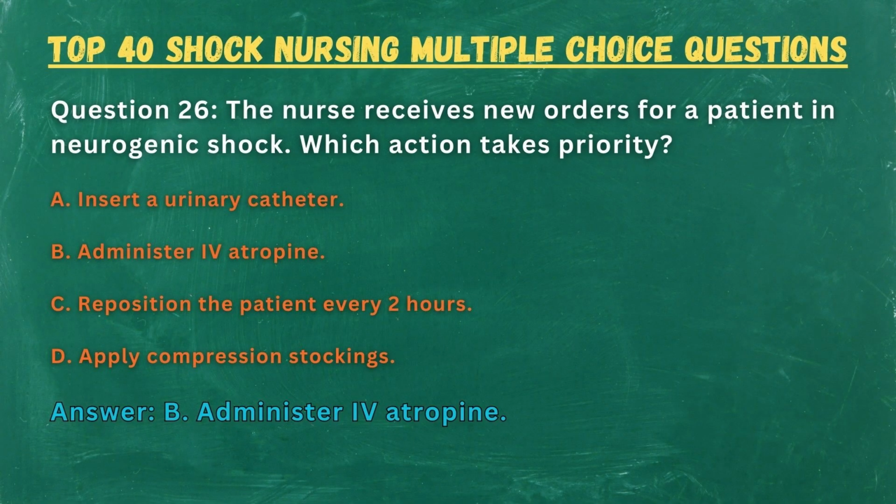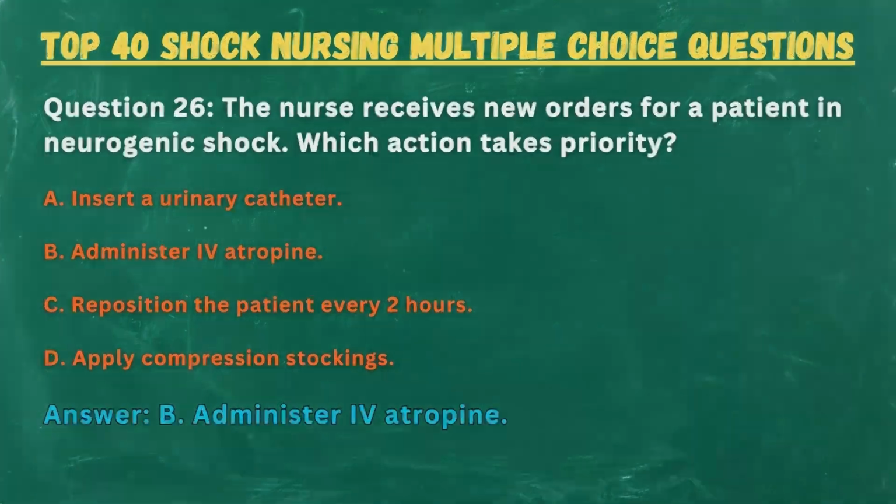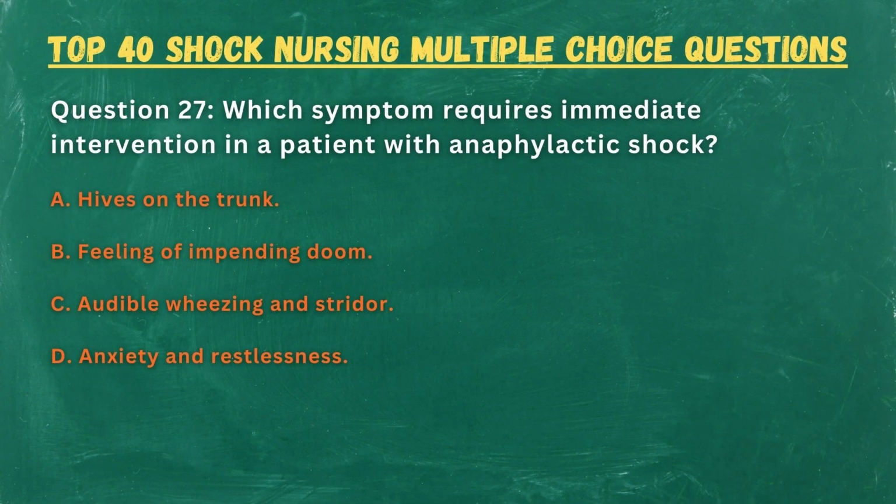Answer: B. Administer IV atropine. Question 27. Which symptom requires immediate intervention in a patient with anaphylactic shock? A. Hives on the trunk. B. Feeling of impending doom. C. Audible wheezing and stridor. D. Anxiety and restlessness.